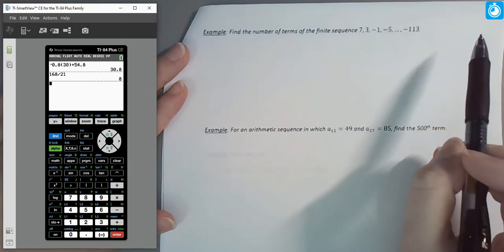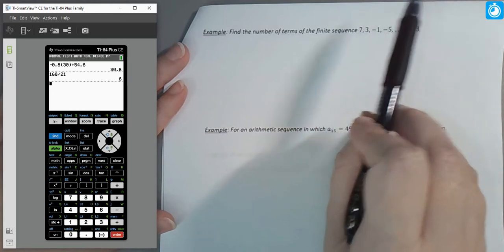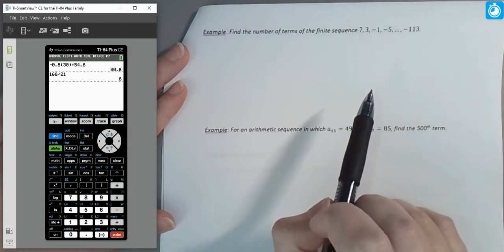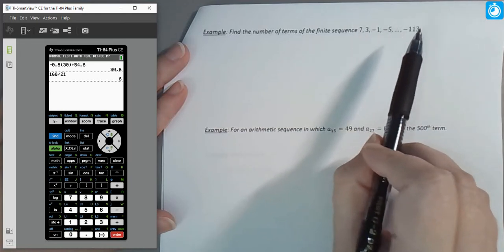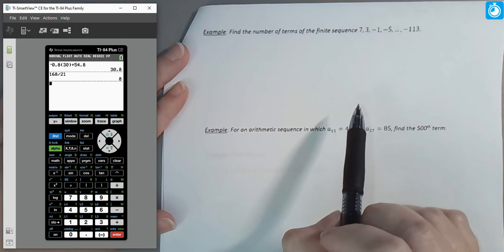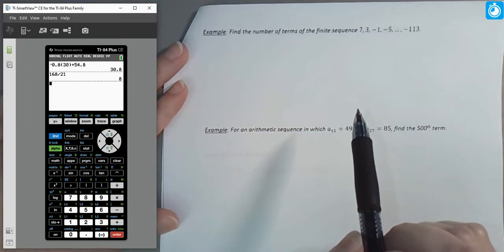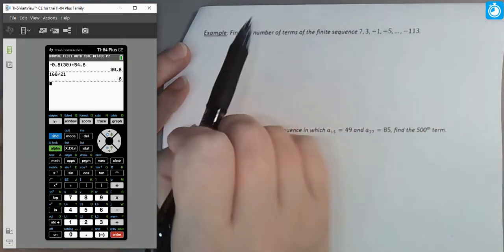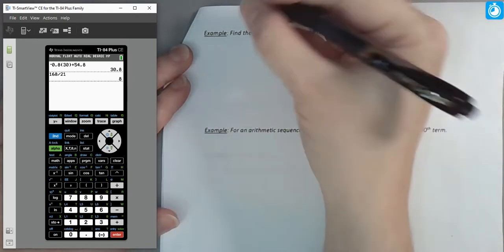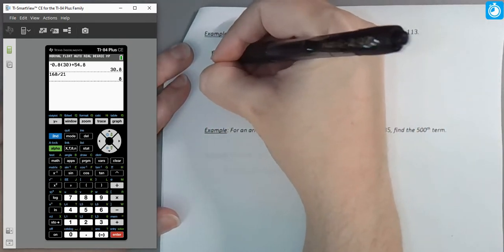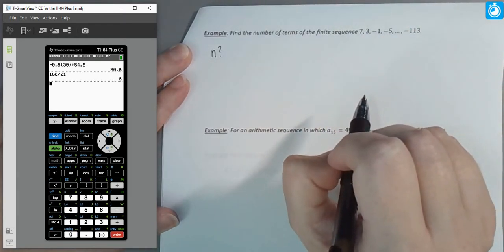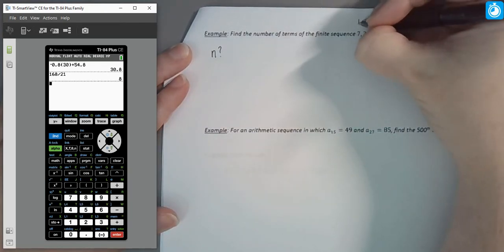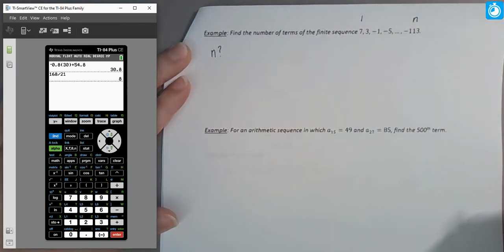Normally a sequence continues forever. This is a finite sequence that starts with 7 and then terminates at negative 113. So we literally could list out all the numbers from negative 5 to negative 113, but that is not a very efficient way to solve a problem. So we want the number of terms. The number of terms in this case is going to be n. We want to know what's the value of n by the time we get out to negative 113. So this is the first term. This is the nth term. We want to know what is n in this case.